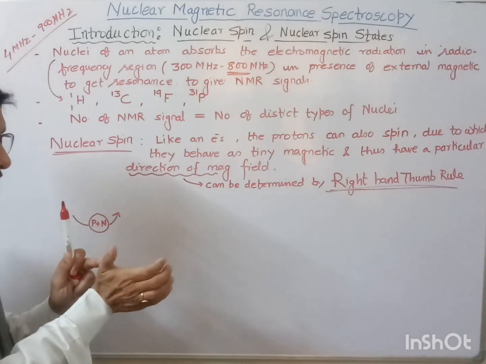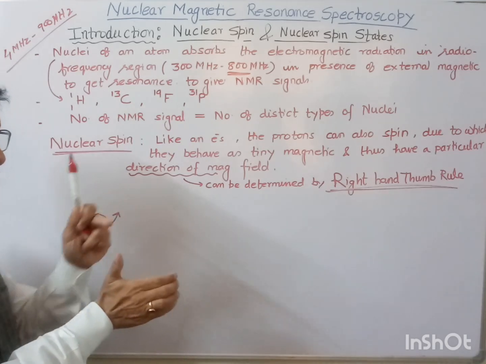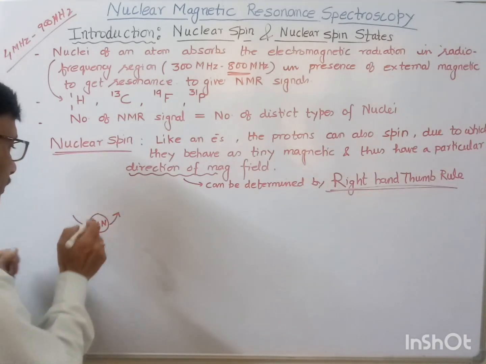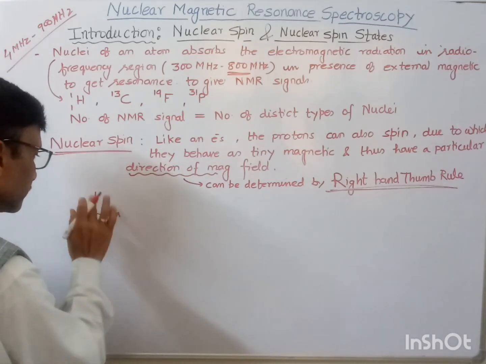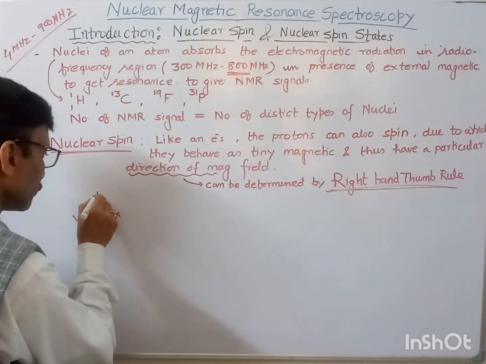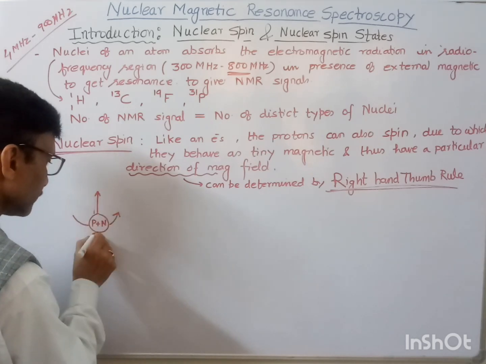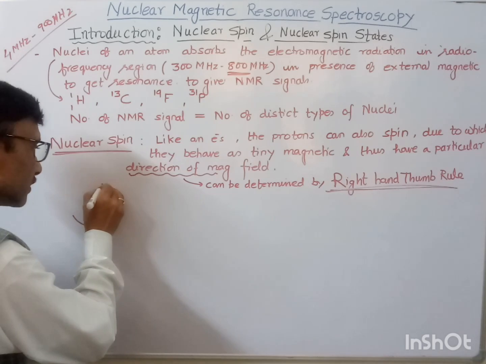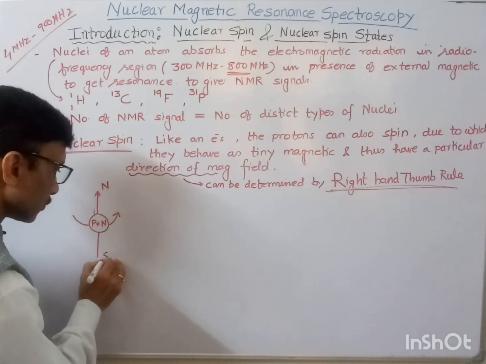So if the palm is rotating in this way, then the direction of the magnetic field is upward. In this case, this is the direction of the magnetic field, which is going upward. This is the north, and this will be the south.